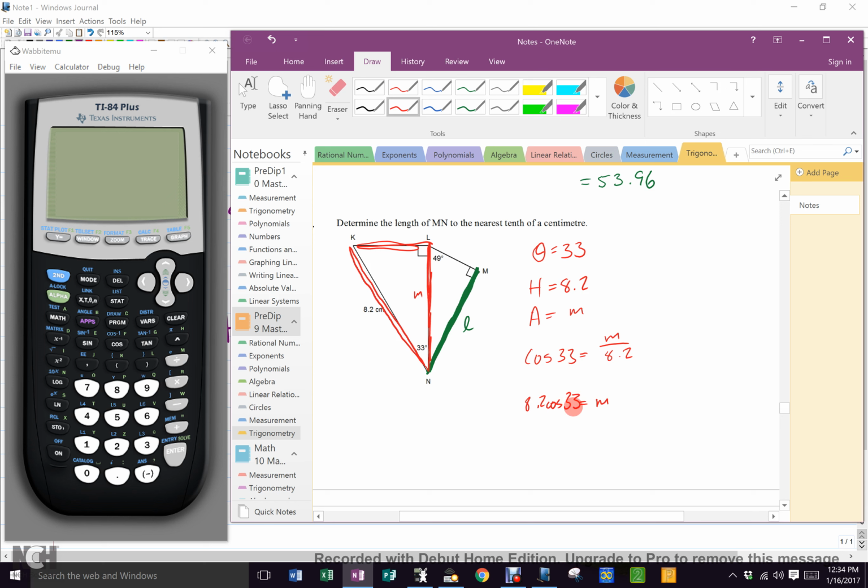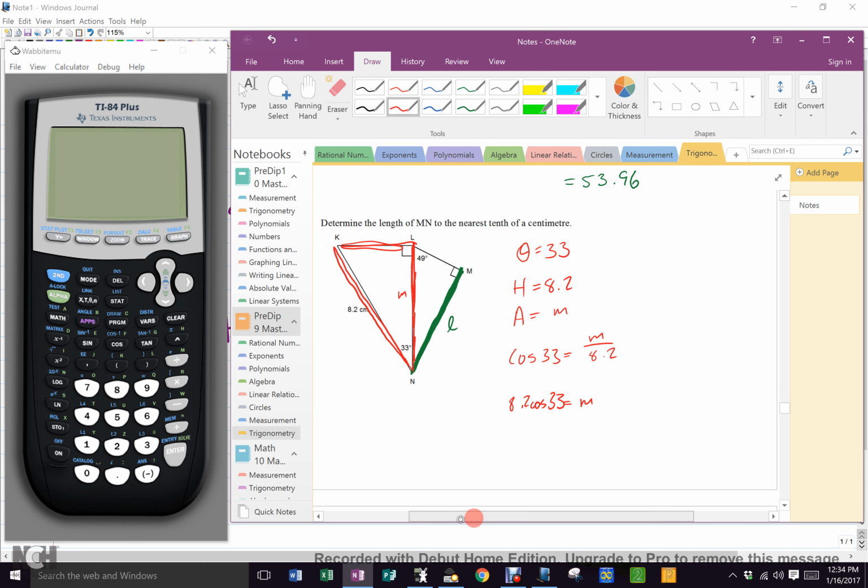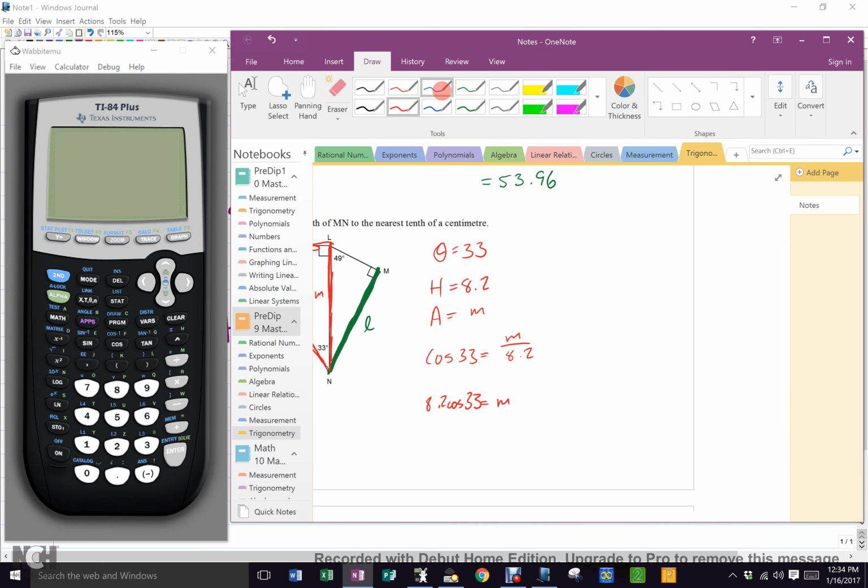No. No, because am I done? No, but I know what little m is. Now I'm going to move on to the green triangle. Do I have a theta? What is it? 49. Do I know anything else? Yes, what do I know? The hypotenuse is what? 8.2 cos 33, right? And what do I need?